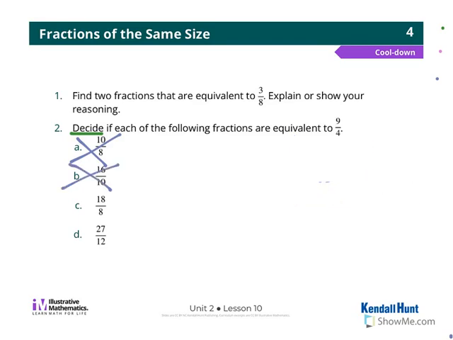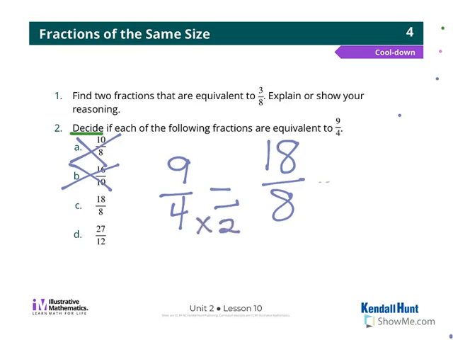Do you guys see how I'm taking the time to rewrite each one? 9/4, except do not erase your work. I'm erasing my work because I'm running out of space and I have a digital whiteboard. Okay, 4 times what is 8? 4 times 2. What you do to the bottom, you do to the top. 9 times 2, hey, look at that. 9 times 2 is 18. I'm going to circle this one because, yes, it is equivalent.